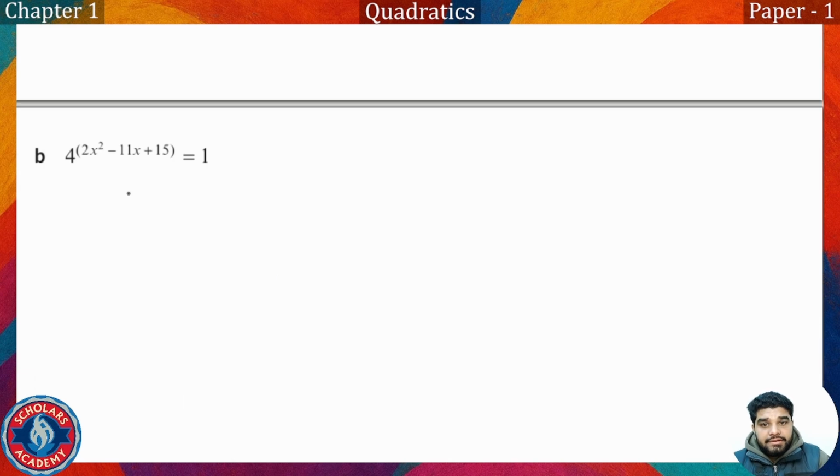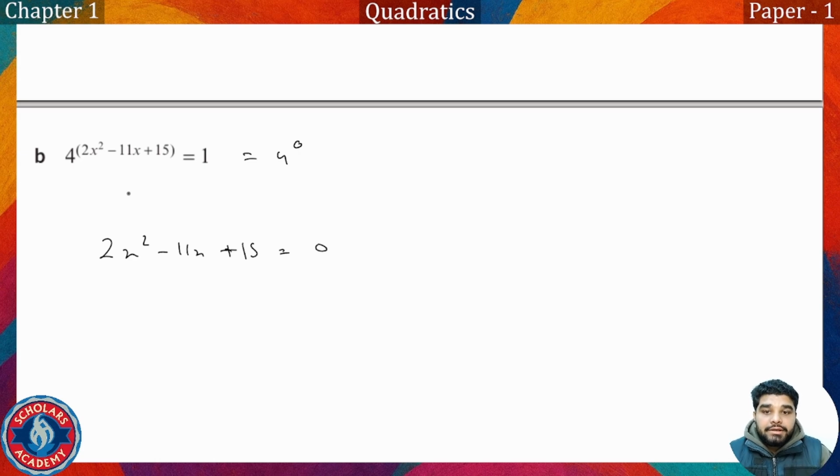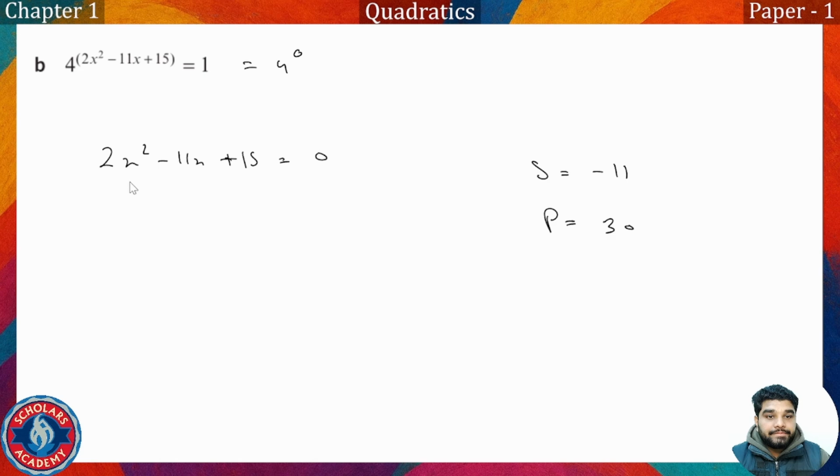Similarly, 1 is 4 raised to power 0. So we'll say x square minus 11x plus 15 is equal to 0. Now over here we get sum to be negative 11, product is positive 30. The product is positive, sum is negative. It means both the terms will be negative. So taking both the terms negative, we take negative 6 and negative 5. That will be good. Sum is negative 11, product is 30.